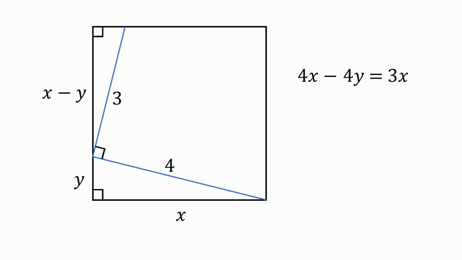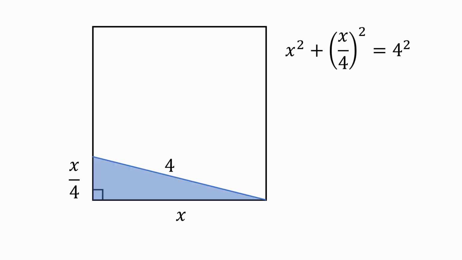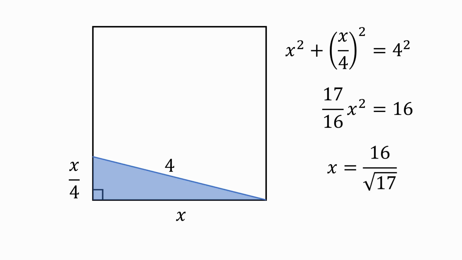Cross multiply. Distribute. Simplify. We get x equals 4y, which means y equals x/4. We'll substitute that into our diagram here. We can now solve for x because we have a right triangle and we're going to use the Pythagorean theorem. x squared plus (x/4) squared equals 4 squared. 17x squared over 16 equals 16. Solving for x, we have a value that x equals 16/√17. That's the answer.